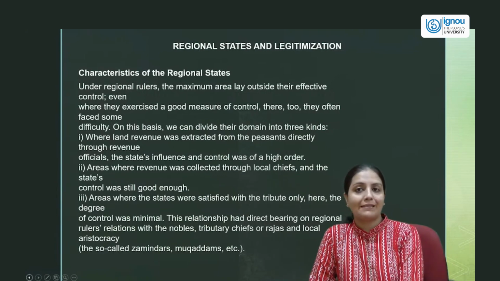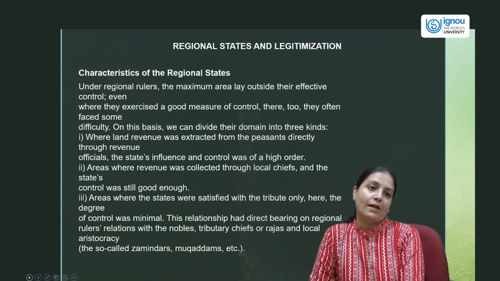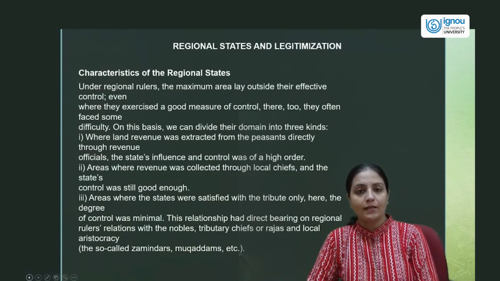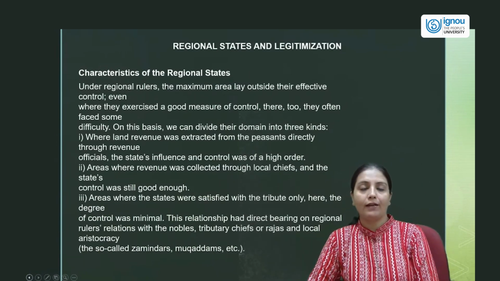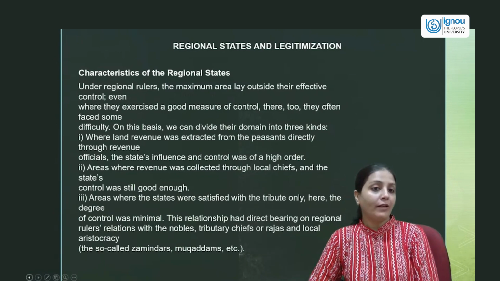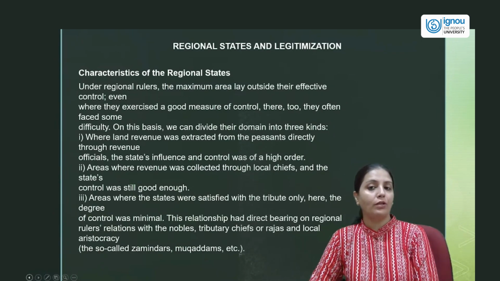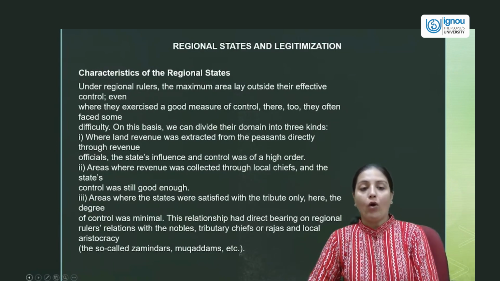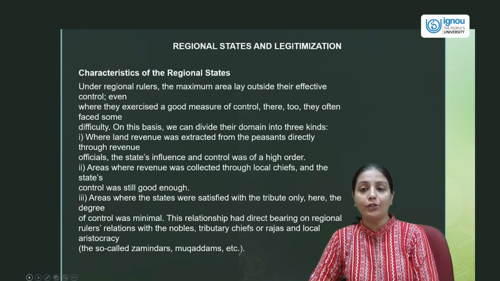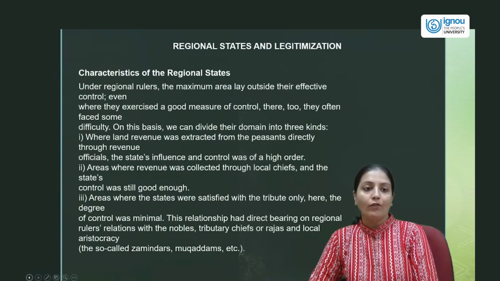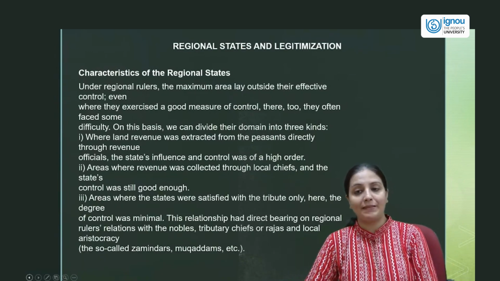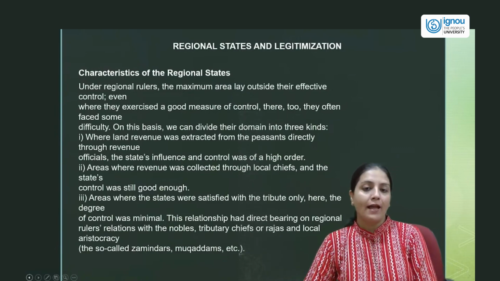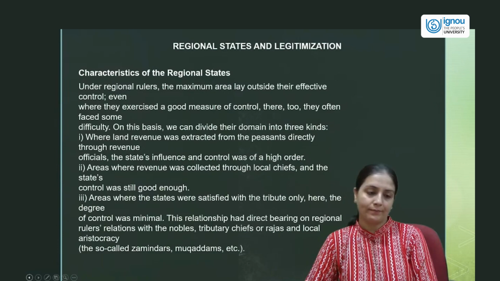Next is regional states and legitimization. Characteristics of regional states: under regional rulers, the maximum area lay outside their effective control. Even where they exercised a good measure of control, there too they often faced some difficulty. On this basis, we can divide their domain into three kinds. Number one, where land revenue was extracted from the peasants directly through revenue officials, and the state's influence and control was of a high order.